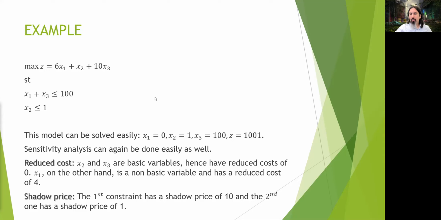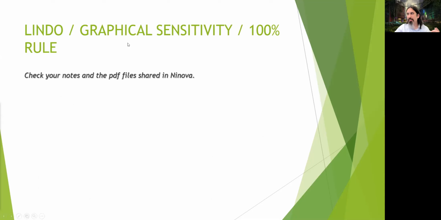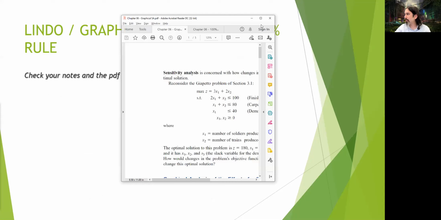Okay, then now we will talk about other stuff as well. We will start with the graphical sensitivity, then the analytical rule, then Lindo. Lindo will be the last part. I have already added the graphical sensitivity and 100 rule files to your Ninova screen, so you can just download them from there. And let me just open up the graphical analysis.